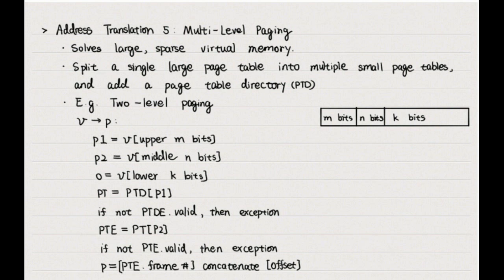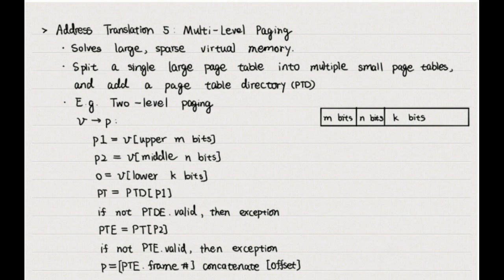Another way to solve internal fragmentation is multi-level paging. We split the single-level page table into multiple small page tables and add a page table directory for each additional level. For simplicity, we refer to the page table directory as PTD. Without loss of generality, we will consider 2-level paging.